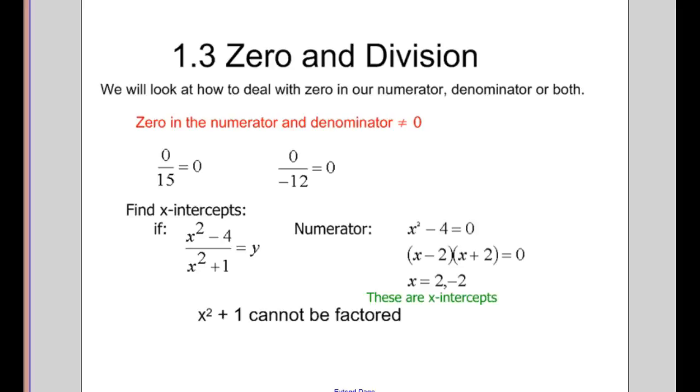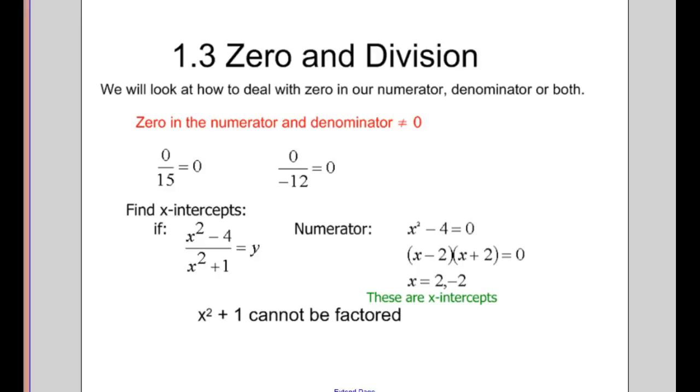Section 1.3, zero in division. That's what we're talking about today. This is stuff that we've talked about lots in Pre-Cal 30. The first thing we're looking at is when we have a 0 in the numerator. When we have zeros in the numerator, that's when we're talking about our x-intercepts, our zeros, our roots.